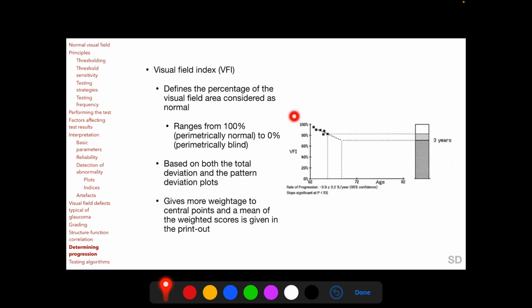So this figure shows a visual field index plot with time recorded on the x-axis and VFI percentage recorded on the y-axis, and this is the time period which has already been recorded, and the slope found in this interval can be projected further into the future. Here it is shown for 3 years, and thus the visual field index 3 years after the last visual field testing done in this patient can be predicted.